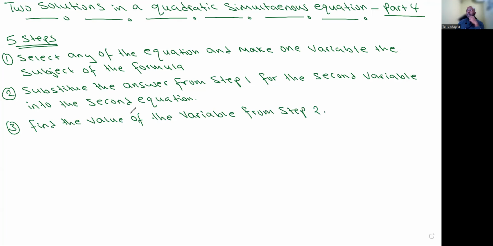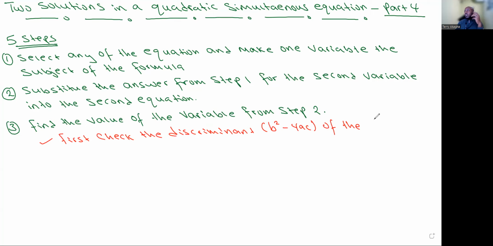Then, when you've done that, usually in this step you have to first check the discriminant. When we're referring to the discriminant, we're referring to b squared minus 4ac. We're going to check the b squared minus 4ac of the resultant quadratic equation, that is, the quadratic equation that has resulted from this process, if any.